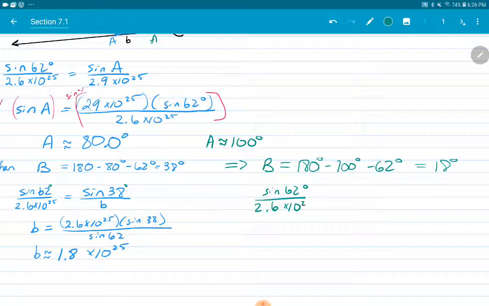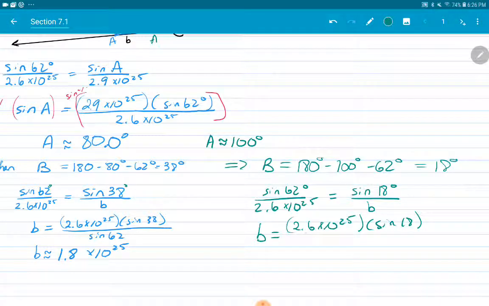2.6 times 10 to the 25th for side C, angle C, and then the angle B ratio is that, and that gives me side B of, let's see, cross multiply, and then solve for B, and I get this. Looks like I forgot my degrees again. Okay, and then that's my exact answer.